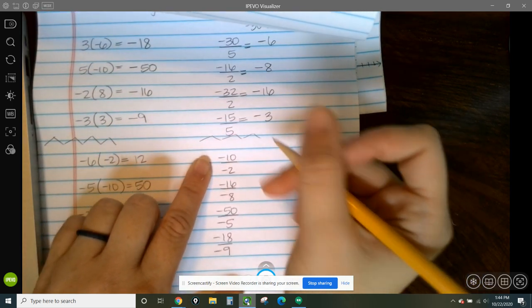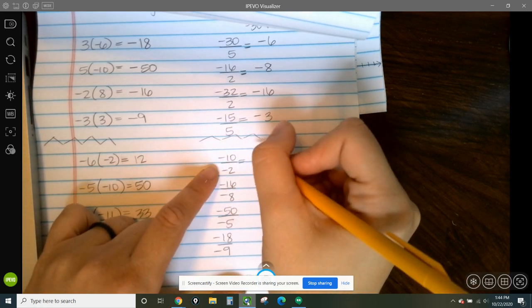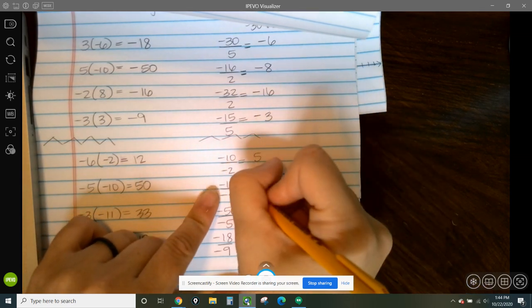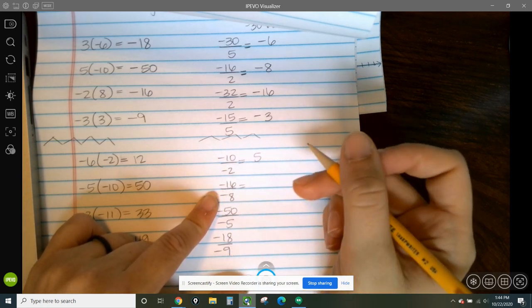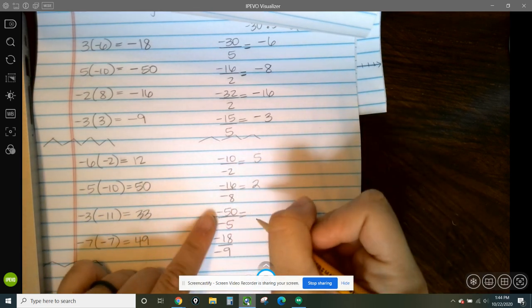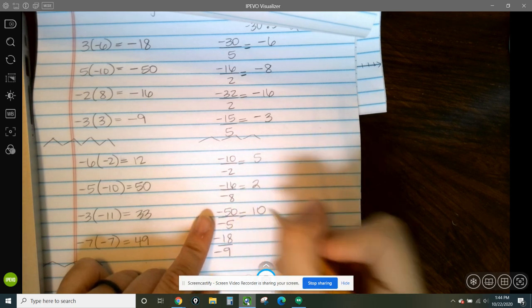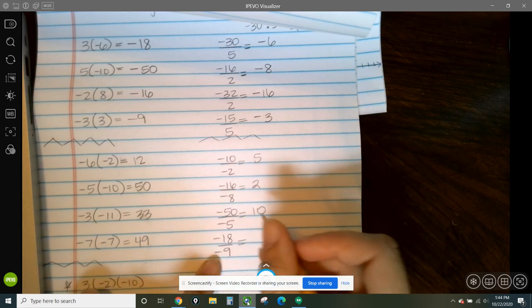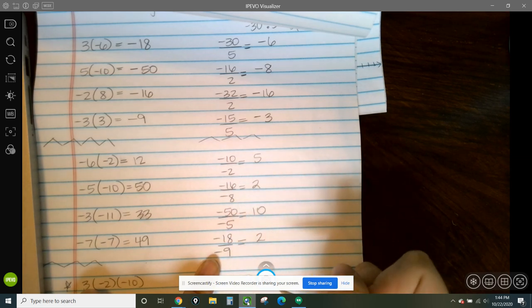Here's some that have the same sign. Negative 10 divided by negative 2, the signs are the same, so my answer is positive, and 10 divided by 2 is 5, so my answer is 5. Negative 16 divided by negative 8, signs are the same, so my answer is going to be positive. 16 divided by 8 is 2. Negative 50 divided by negative 5, the signs are the same, so the answer is positive. 50 divided by 5 is 10, so my answer is 10. Negative 18 divided by negative 9, the signs are the same, so the answer is positive. 18 divided by 9 is 2, so my answer is 2.